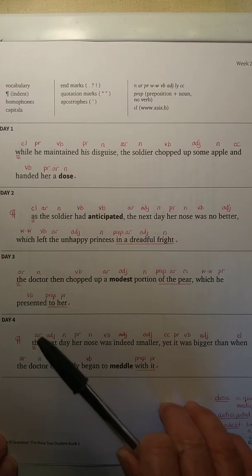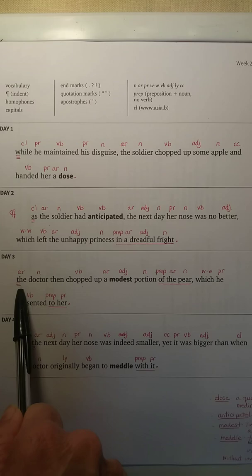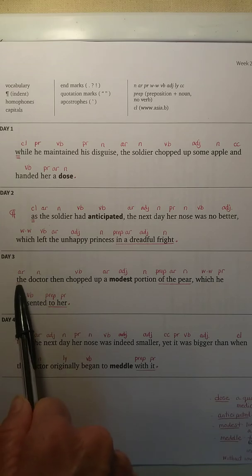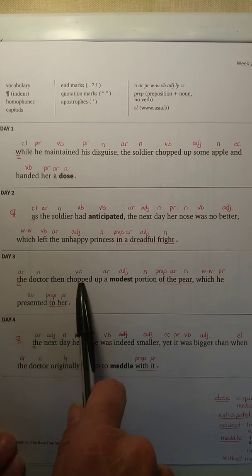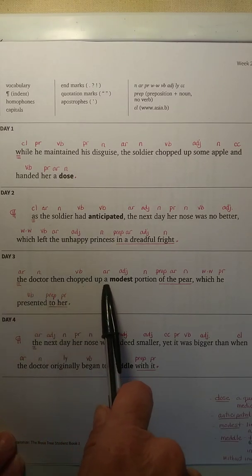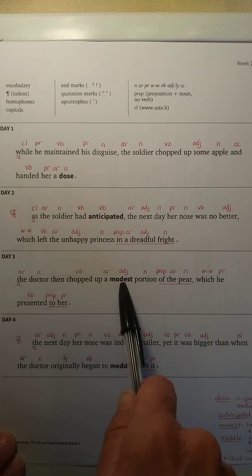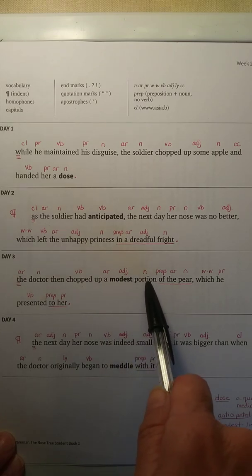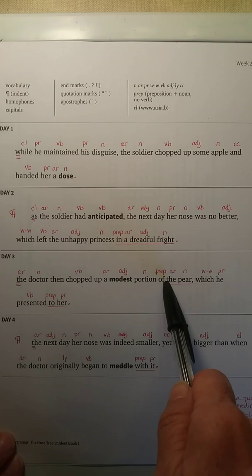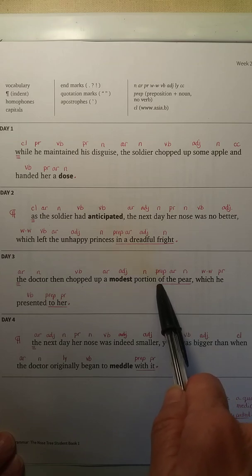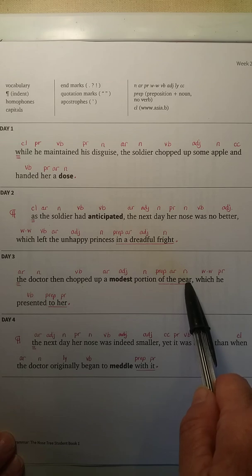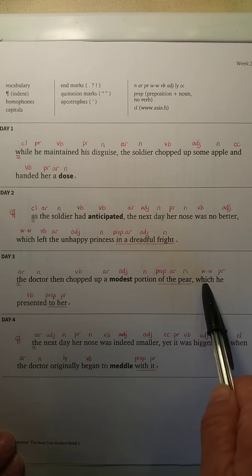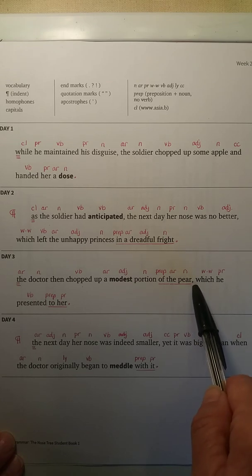Okay, number 3. Capitalize the word the, because it's the beginning of a sentence. It's also an article. Doctor is a noun. Chopped is a verb. A is an article. Modest is an adjective. Portion is a noun. Of is a preposition, starting the prepositional phrase of the pair. The is an article, and is a noun. Which, another who which clause, so we have a comma here right before it.